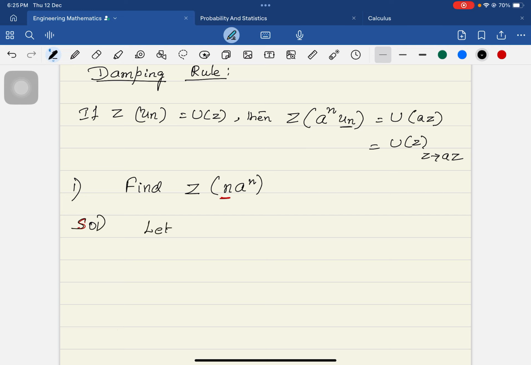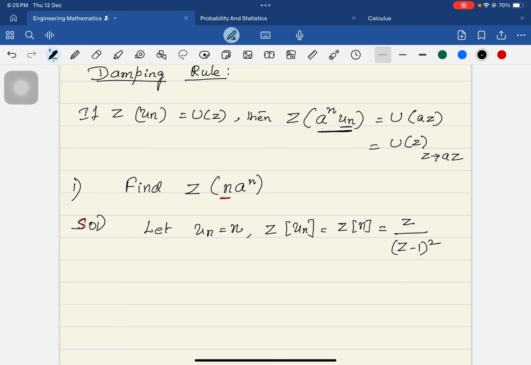Let u_n be equal to n, because understand that the damping rule is for any u_n multiplied by a to the power n. So, in the place of u_n, you have n. Your job is to find out what Z of u_n is, that is, what Z of n is. And we already have a ready-made formula for n. What is Z of n? It is z over (z minus 1) the whole square, which we have already done.